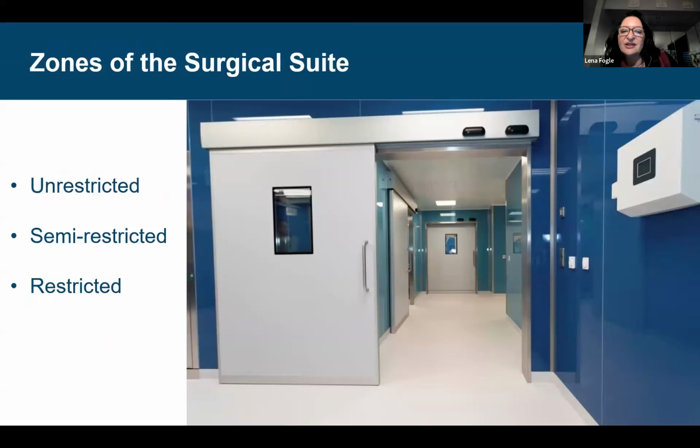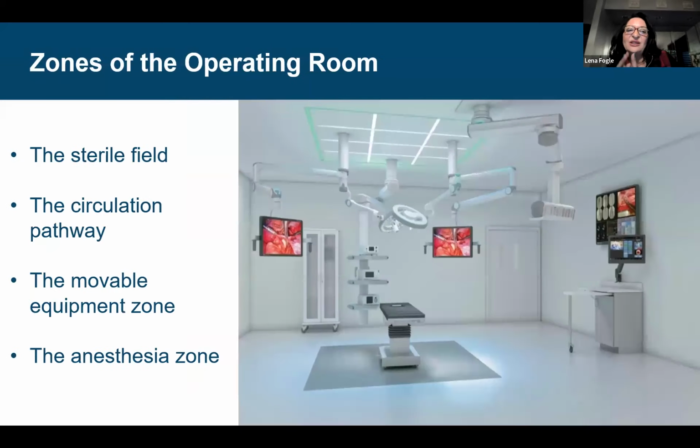We all know about the zones of the perioperative department: the unrestricted, the semi-restricted, and the restricted. But have you ever applied these principles to the operating room itself? It can be very beneficial. Zones in the operating room could be thought of like this. There are four zones we like to talk about in the operating room: the sterile field, the circulation pathway, the movable equipment zone, and the anesthesia zone.